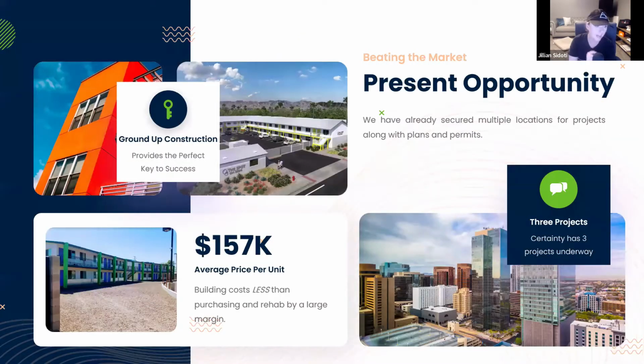But what we have, and why we are different, is that we're going to do ground up construction. We've already secured the land. We have 3 projects underway. And our average price per unit is $157,000 per unit, almost $50,000 less per unit on average, brand new. Don't you think people would rather live in brand new construction? And it's costing us less to bring that brand new construction to market than to go out, buy old, and rehab. It's incredible. I mean, this cost savings is incredible, and we have that opportunity.